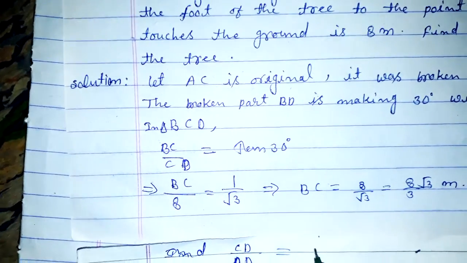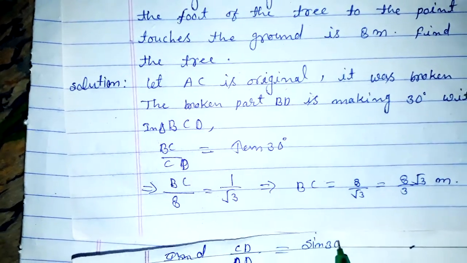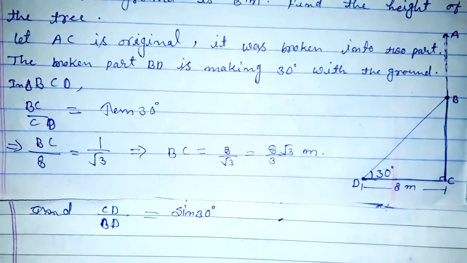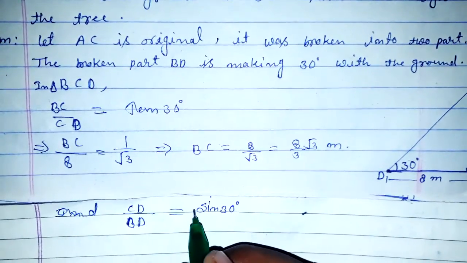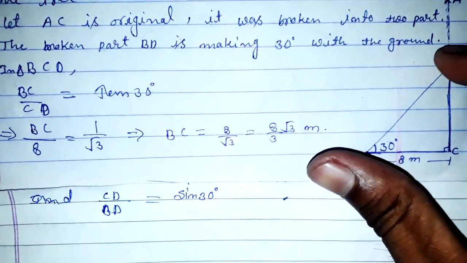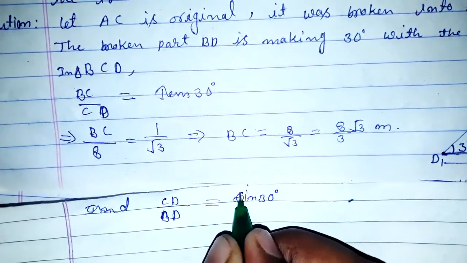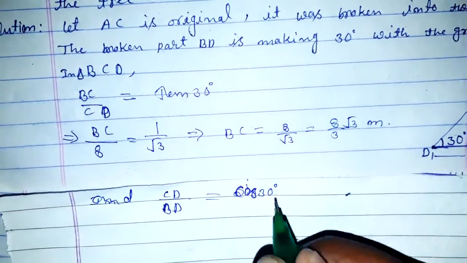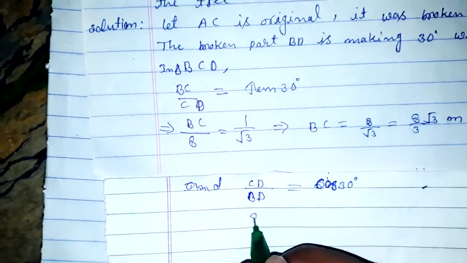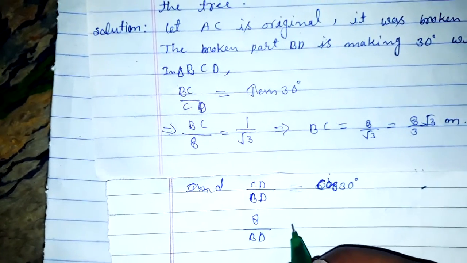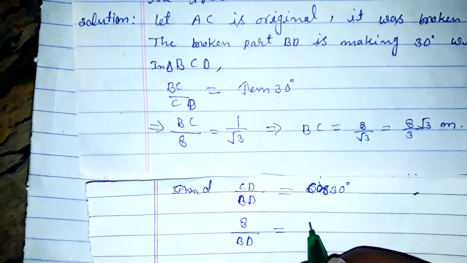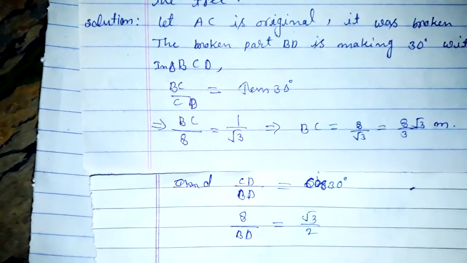BD. This ratio is, sorry, not sine, this is cos, because this is the adjacent side to angle 30 and this is the hypotenuse. So this is cos 30 degree. So what is CD? CD is 8. This is BD. Cos 30 degree is root 3 upon 2.